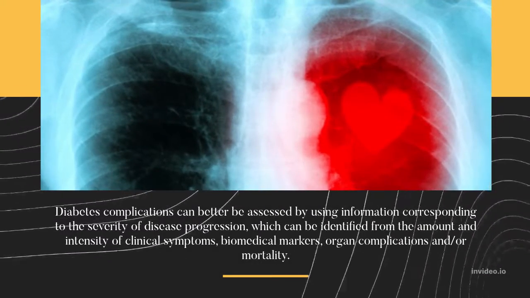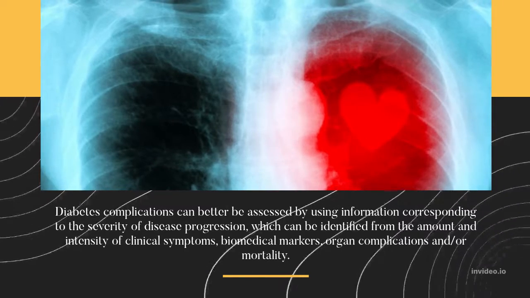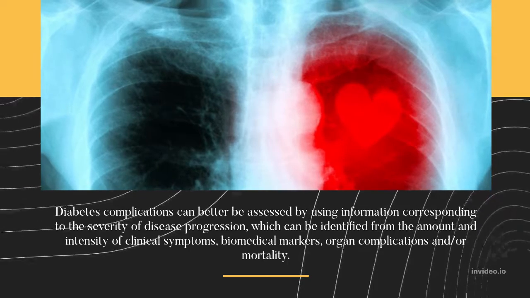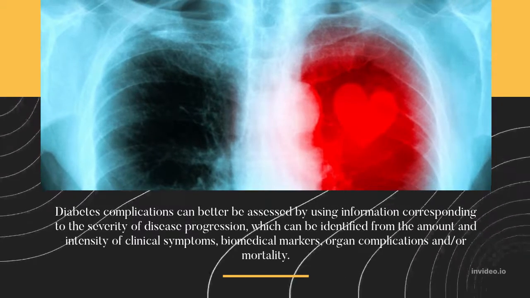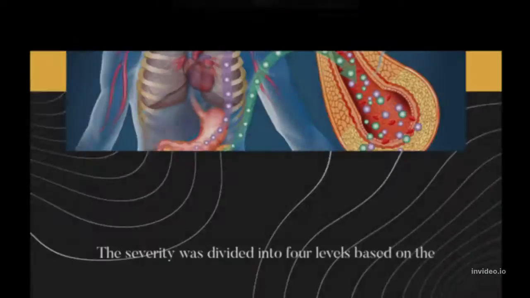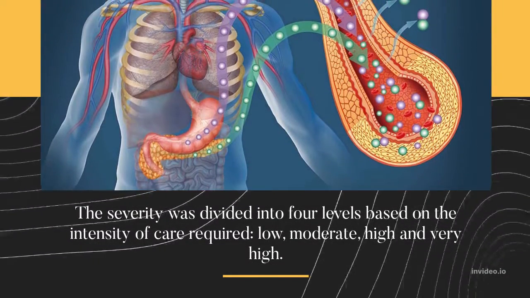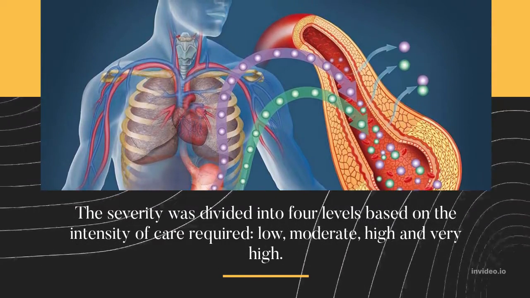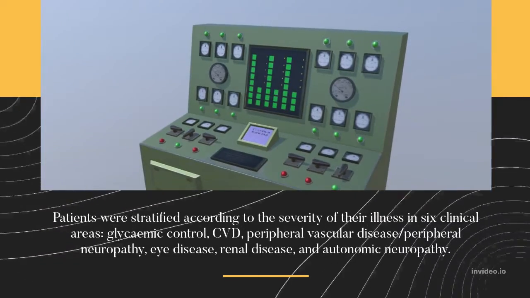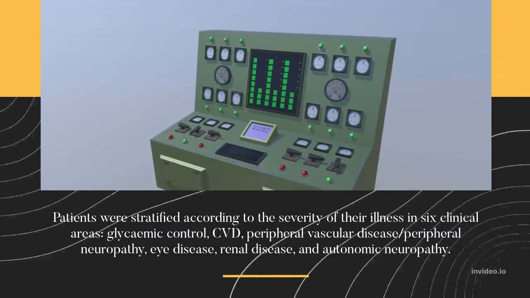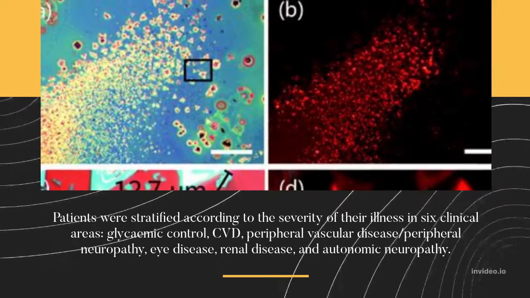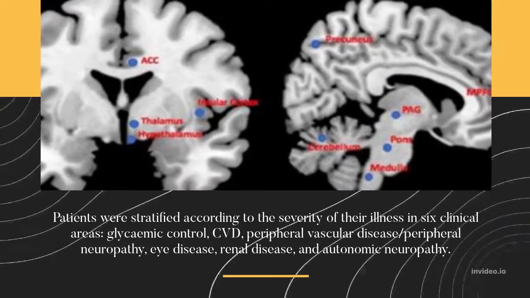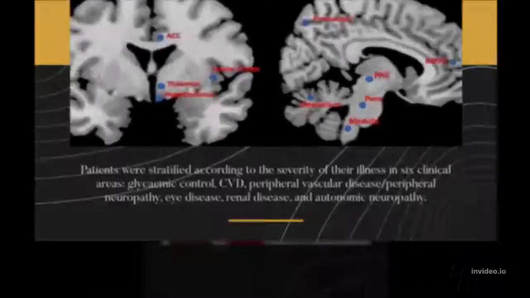Diabetes complications can better be assessed by using information corresponding to the severity of disease progression, which can be identified from the amount and intensity of clinical symptoms, biomedical markers, organ complications and/or mortality. The severity was divided into 4 levels based on the intensity of care required: low, moderate, high and very high. Patients were stratified according to the severity of their illness in 6 clinical areas: glycemic control, CVD, peripheral vascular disease/peripheral neuropathy, eye disease, renal disease, and autonomic neuropathy.